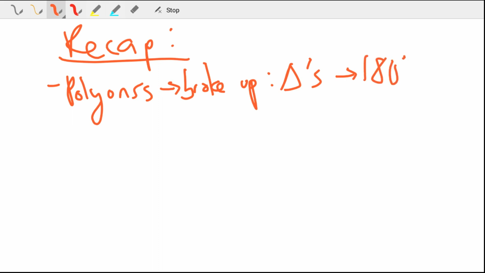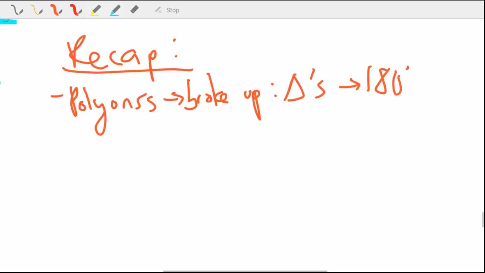So after, wow, I did not notice, I totally misspelled that. Polygons. Oh, polygons.